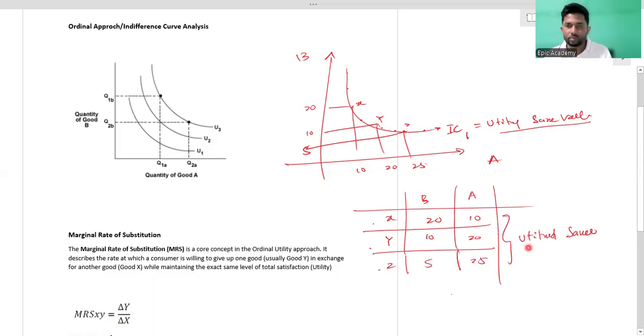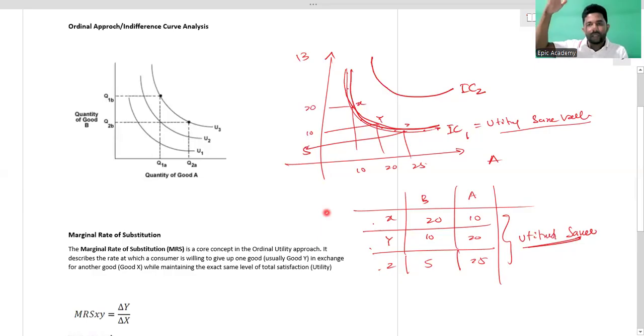Utility same value. That is combining the same utility value. Combining the same utility value, you are going to create the IC curve. That's the nature, right? If I am going to create another IC curve related to these two commodities, we call it IC2, then what happens?